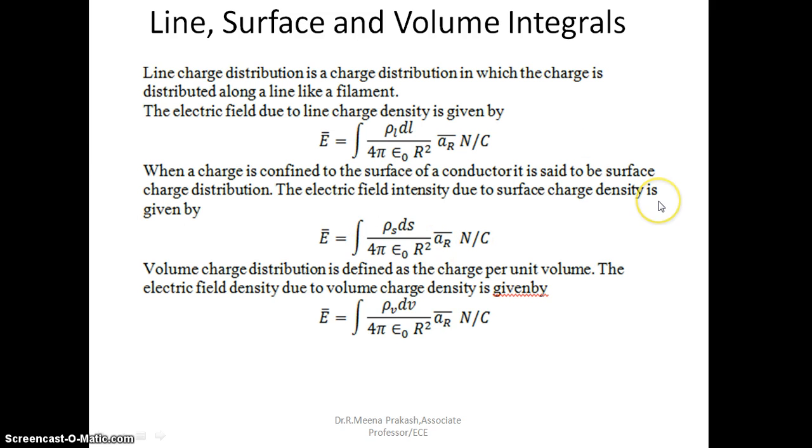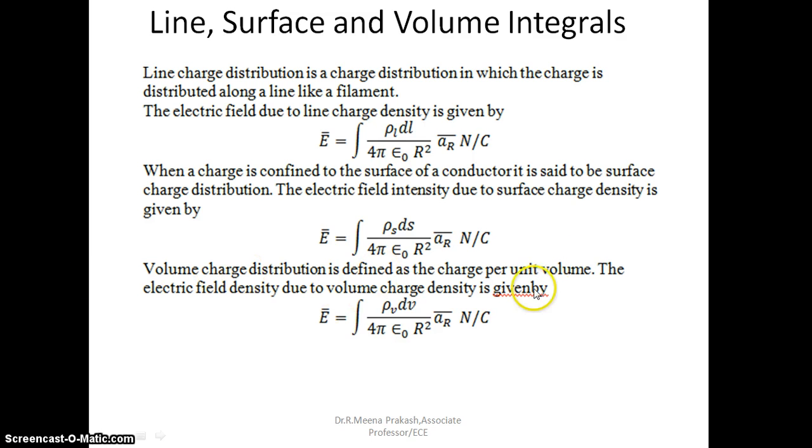Similarly, if you consider the surface charge, we have to replace Q with rho S dS, where rho S is the surface charge density, and this is with regard to the differential surface. When you consider the line charge, it is the differential length. Again the unit is Newtons per coulomb.